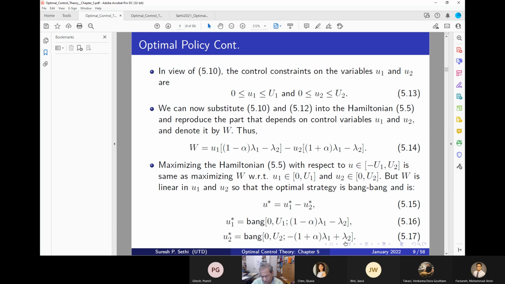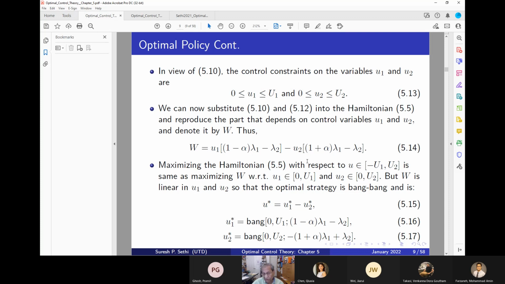If I get $1 of security, its value is lambda 2. But to get $1 of security, I must use 1 plus alpha dollar of cash. And I lose that much value because that's the value of the 1 plus alpha dollar cash. So if the value I gain minus the value I lose is bigger than 0, then I buy as much security as possible. Otherwise, I don't do anything. It means 0.